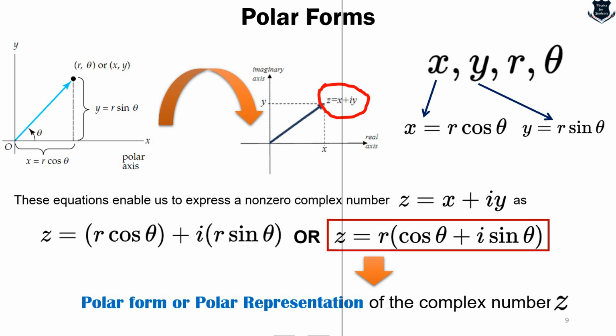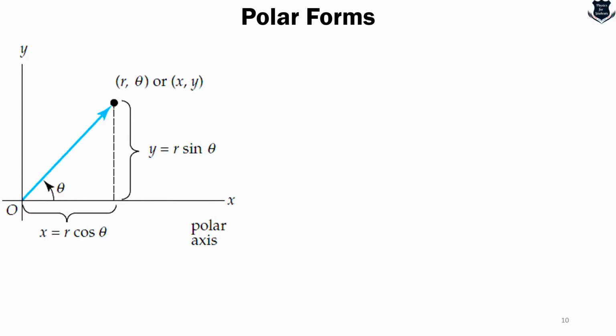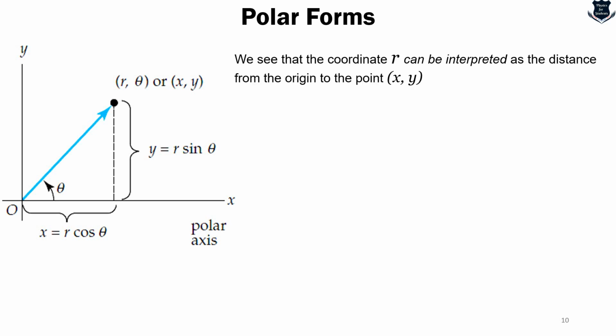number z. Now as you can see in this figure, the coordinate r can be interpreted as the distance from the origin to the point (x, y). In other words, we shall adopt the convention that r is non-negative, or never negative, so that we can take the argument and it looks something like this. The modulus, that is r equals mod z.